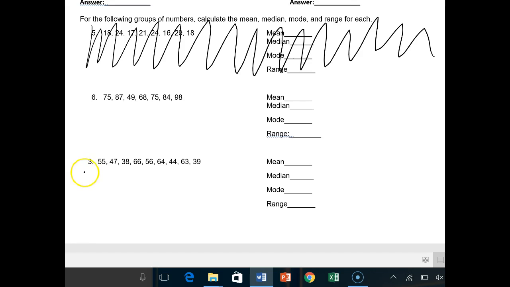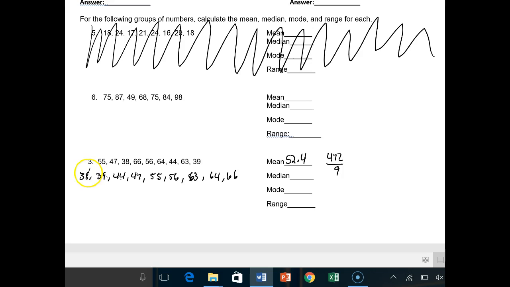You go ahead and you order them from least to greatest. So that's 38, 39, 44, 47, 55, 56, 63, 64, and 66. Okay, so the mean, you add them all up and divide by how many there are. There are 1, 2, 3, 4, 5, 6, 7, 8, 9 values. When I do add them up, I get 472 divided by 9 gives me 52.4 as my mean.